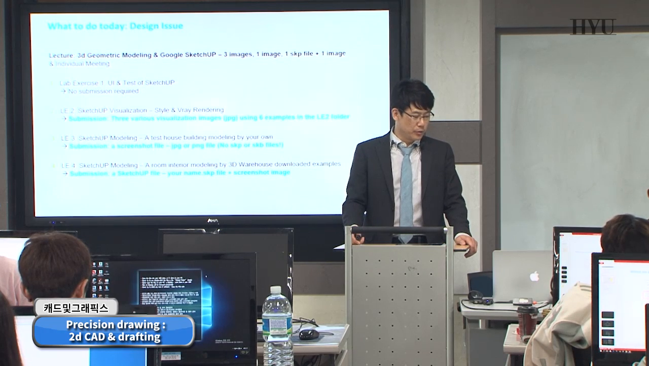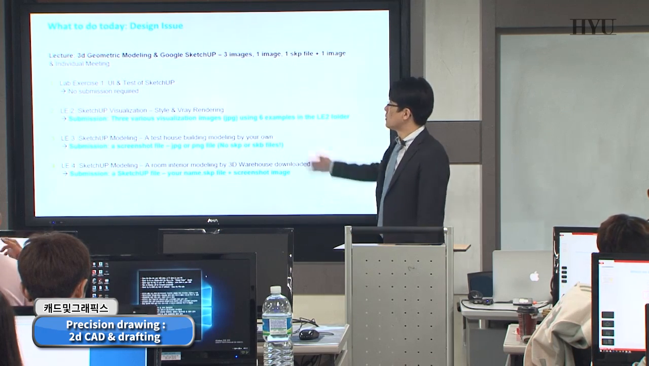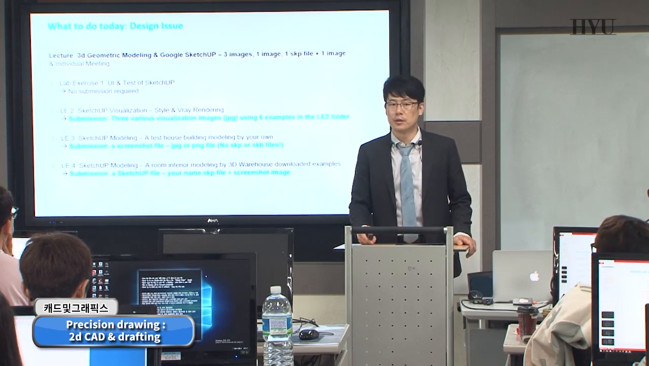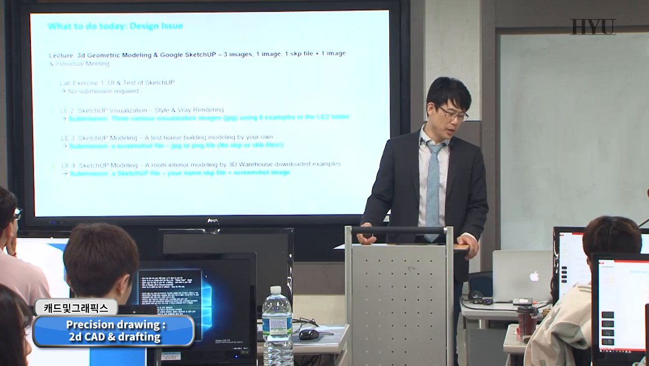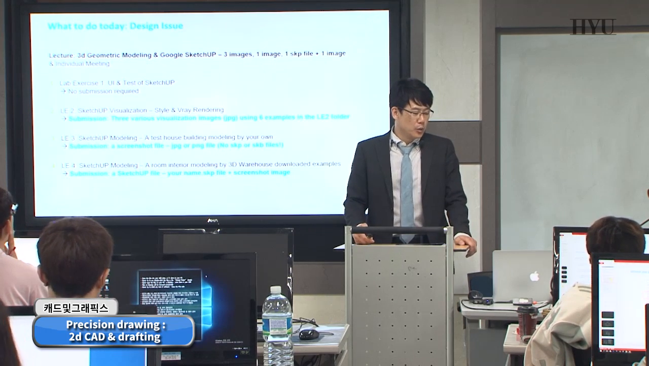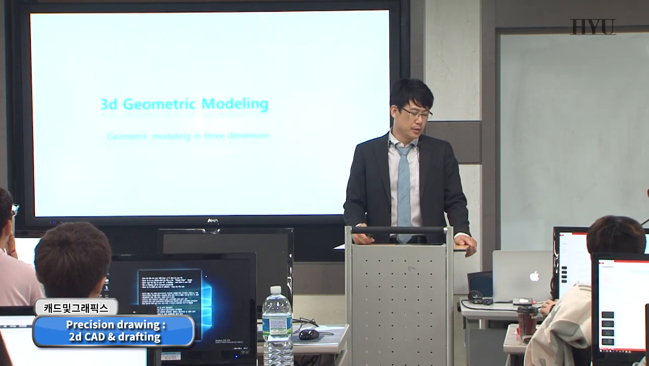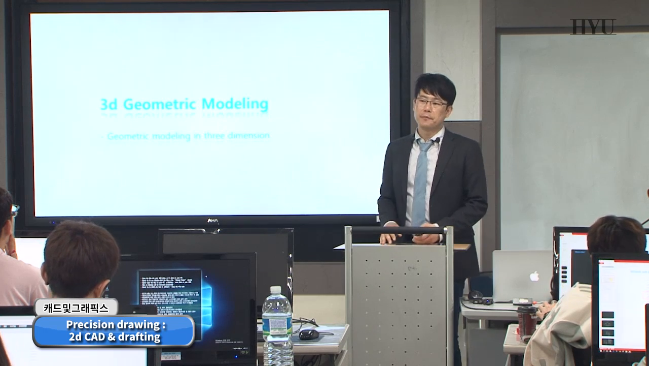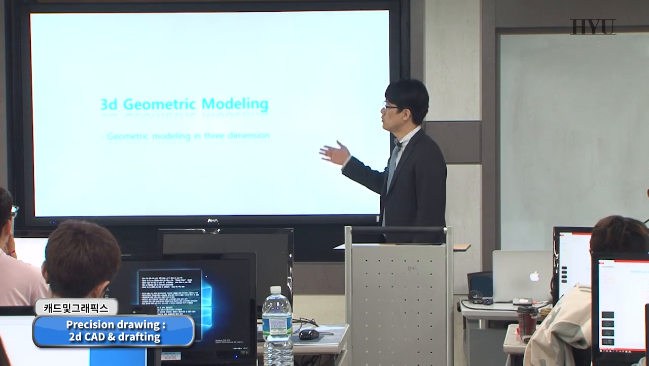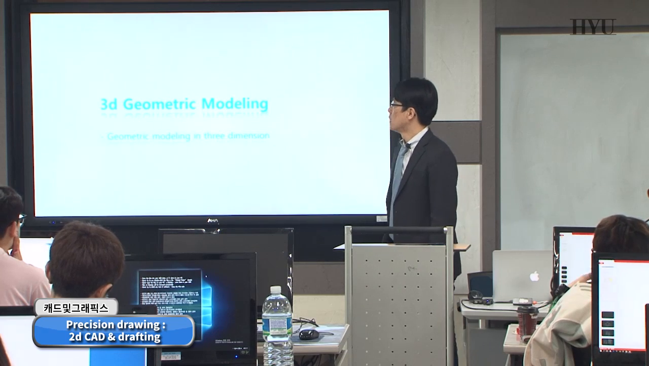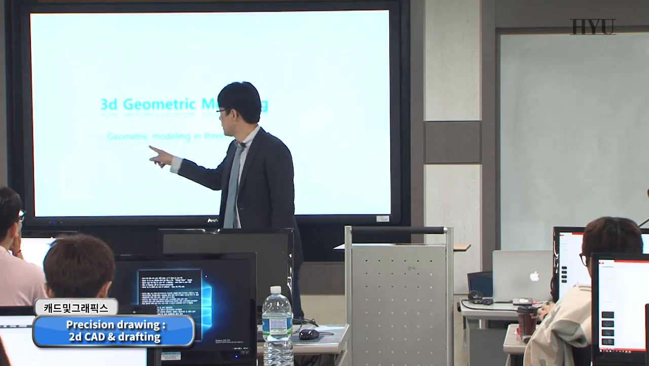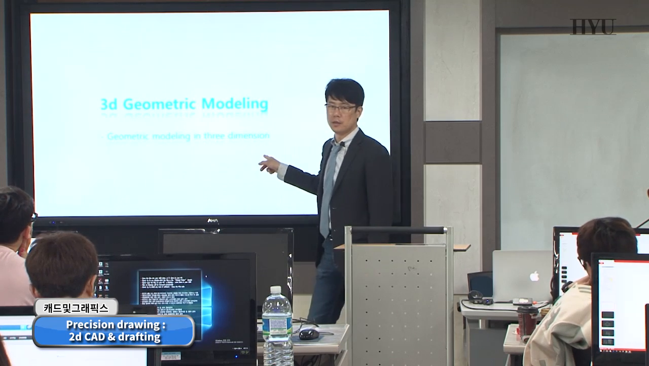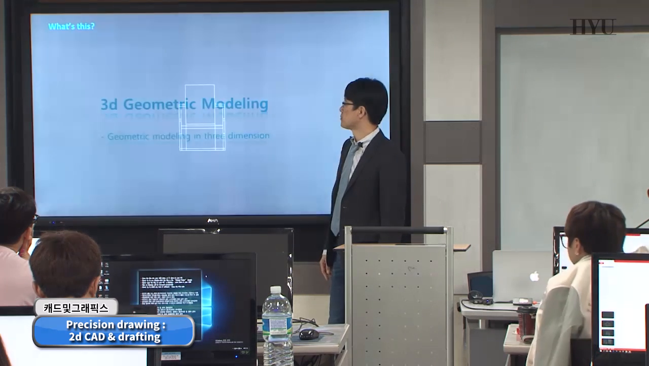Here I list what to do today. Something about 3D geometric modeling using an application called SketchUp. For doing that, we need to review 3D geometric modeling. What is 3D geometric modeling? What is the difference from 2D drafting, 2D drawing? In other words, geometric modeling in 3 dimensions. What does this mean, in 3 dimensions?